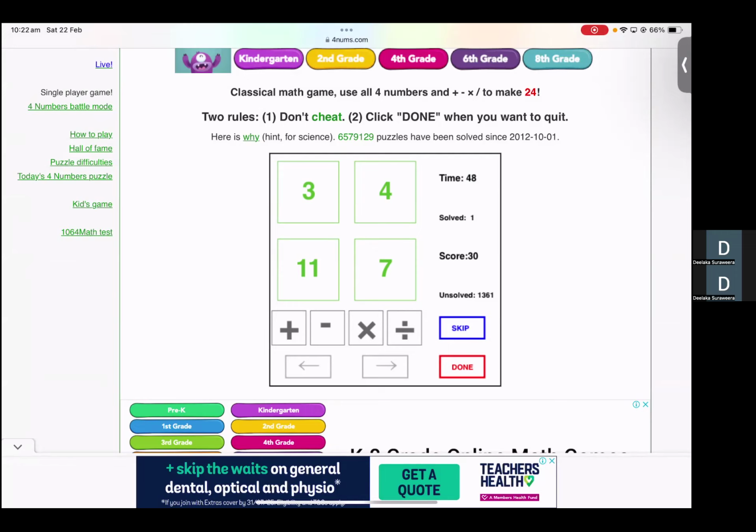See another way. We'll go another way. Okay, done. What's the way? 11 minus 3 is 8, 7 minus 4 is 3, 8 times 3 is 24. I did 7 plus 3, and then plus 11 minus 4. 25. Oh, wait, that was 25. I got another one, which is 11 plus 4 minus 7, 8 times 3. Oh, that also works.